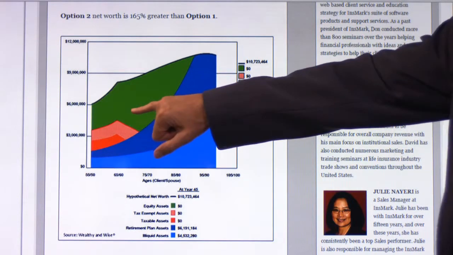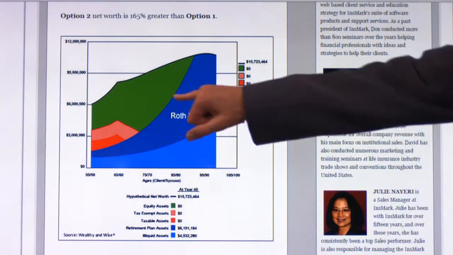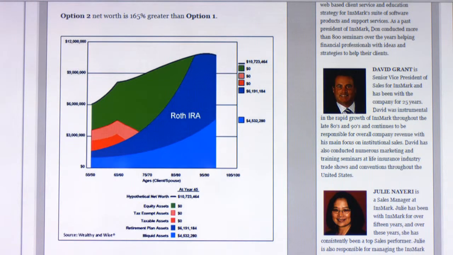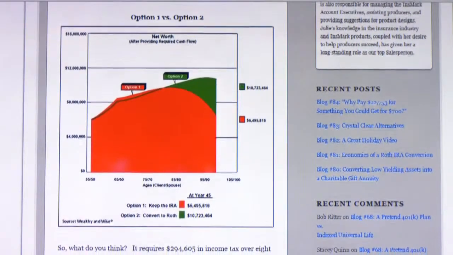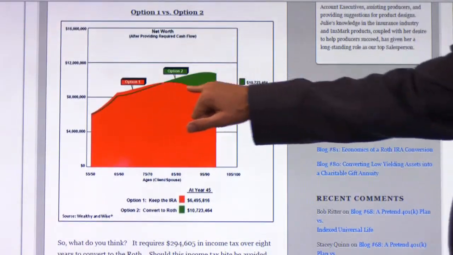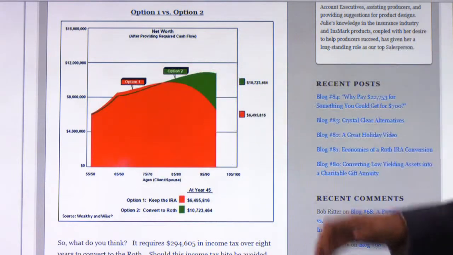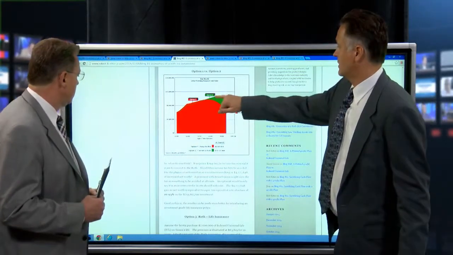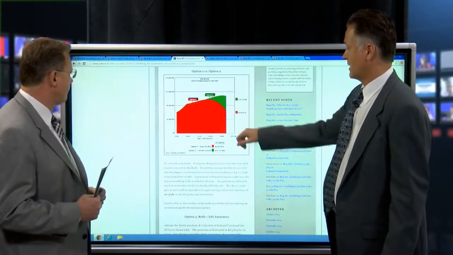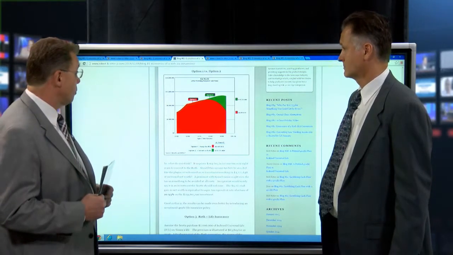As you can see, if we convert the IRA to the Roth over that 8-year period, we end up with a $10 million net worth. And just to compare the IRA versus the Roth conversion, with the IRA, you end up with $6.5 million in net worth. With the Roth conversion, including the tax that you have to pay. Net of the tax. Net of the tax. You end up with $10 million out at age 100. Wow, that's huge, actually, when you think about the spread on that.